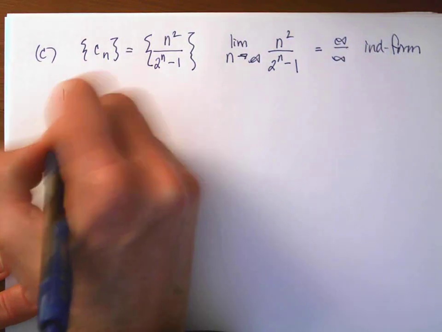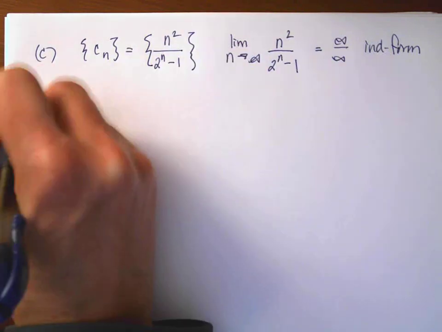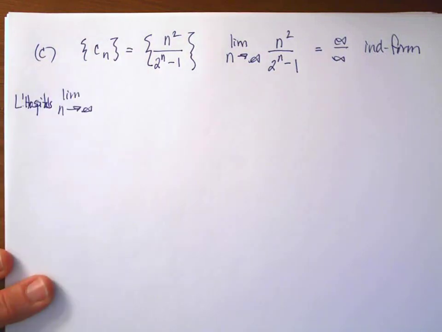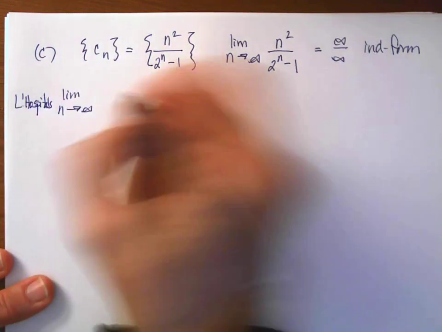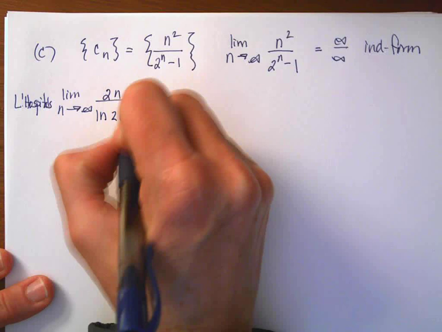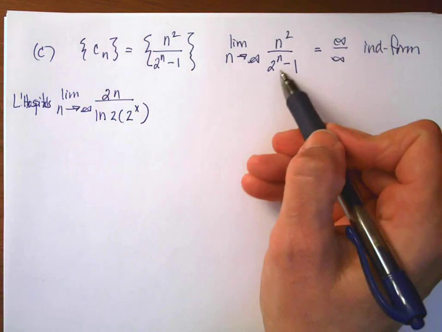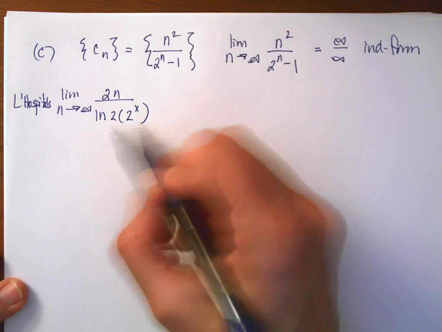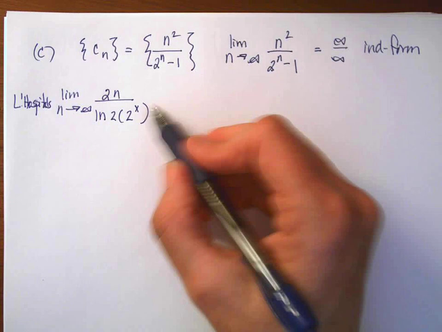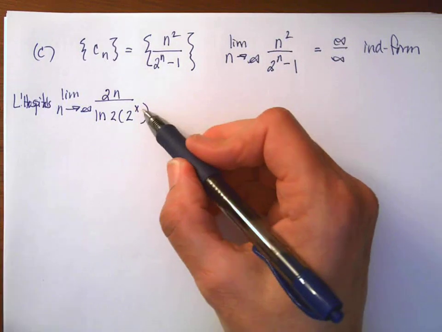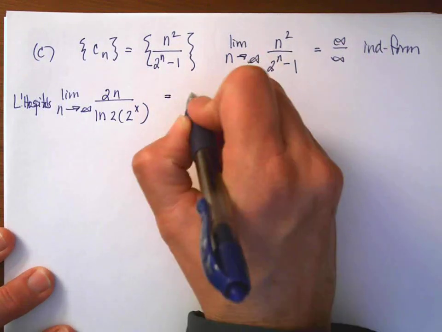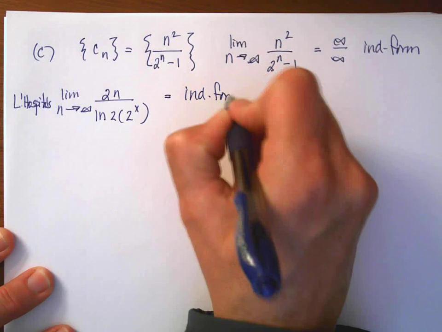So now I'm going to take the derivative. So this is going to be the limit as n approaches infinity, and remember, I'm using L'Hopital's rule. So I'm going to take the derivative and I'm going to get 2 to the n over the natural log of 2 times 2 to the x. Remember, the derivative of this guy, I have to use my change of base, so it's the natural log of this guy times 2 to the x. And then if I had had something attached to my x, then I would have taken the derivative of that, but I don't. But when I do this, I still get the indeterminate form.